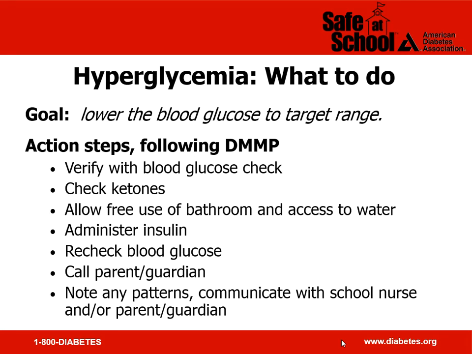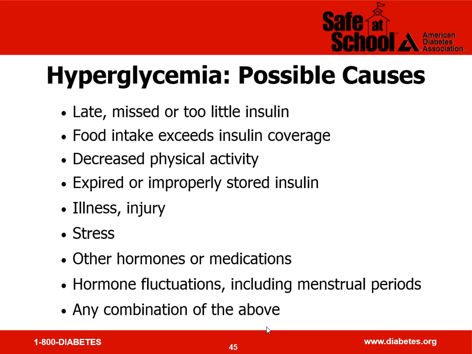The action steps, following the plan, of course: verify the blood glucose check. Check ketones. Allow free use of the bathroom and access to water. Administer insulin. Recheck blood glucose. Call the parent or guardian. Note any patterns. Communicate with the school nurse and/or parent or guardian.